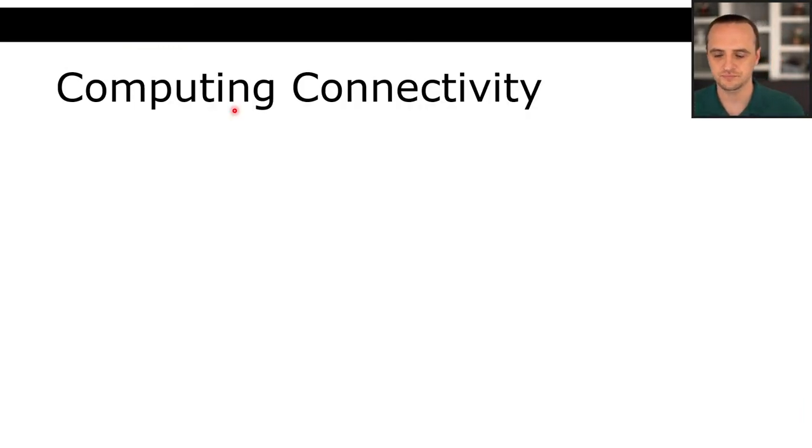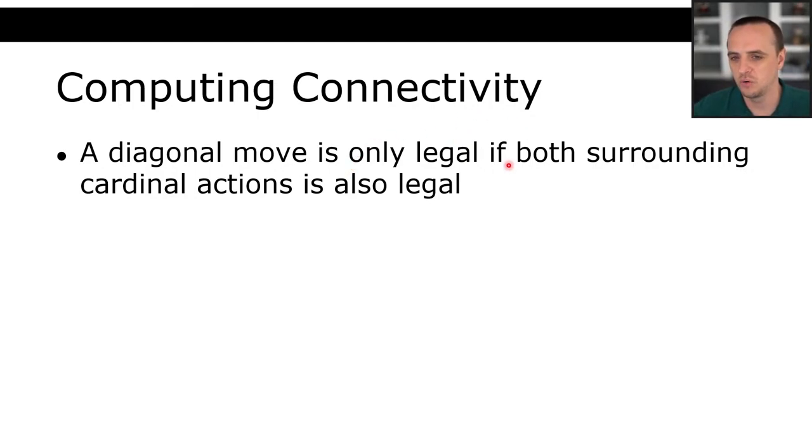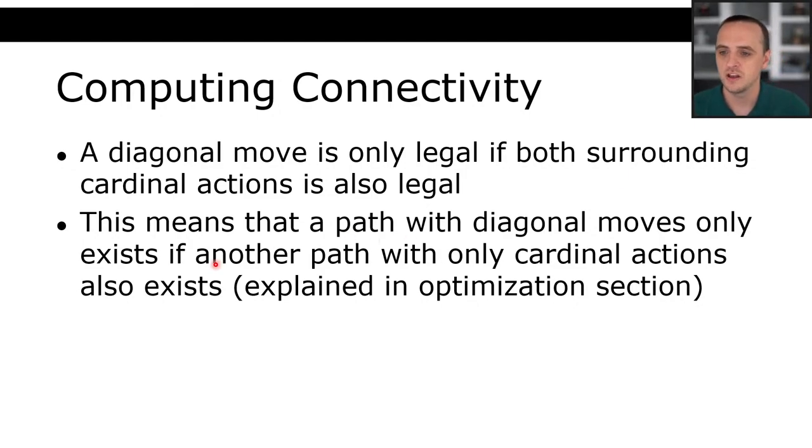So, commuting connectivity. Remember what I said about a diagonal move only being legal if both surrounding cardinal actions are also legal. So a diagonal path is only legal if there exists an up, down, left, right path that could also get us there. So the fact that we have diagonal moves does not help us get anywhere that wasn't possible with up, down, left, right movements. It only helps us get there faster. And connectivity doesn't care about how fast you are. It just cares that a path is possible. So this means that a path with diagonal moves only exists if another path with only cardinal actions also exists.